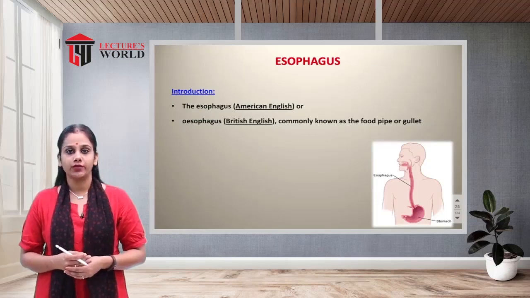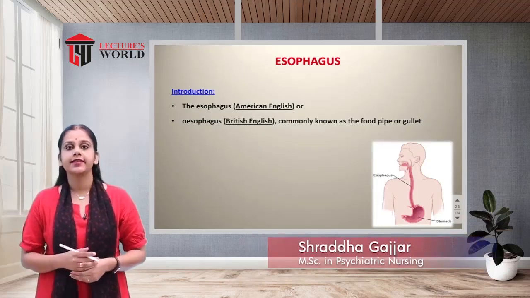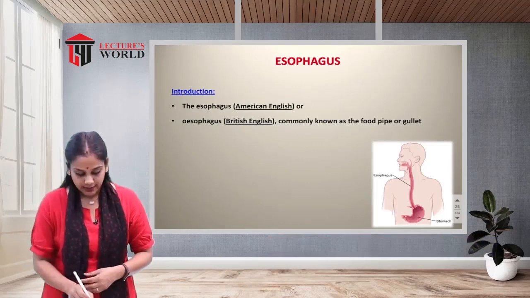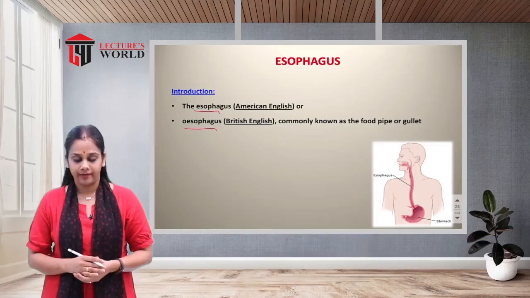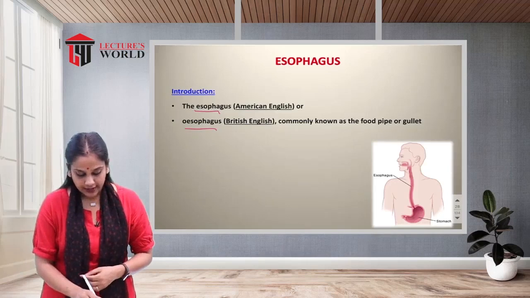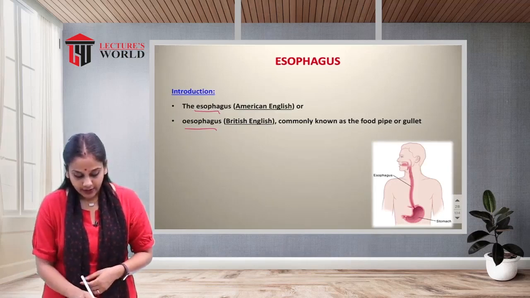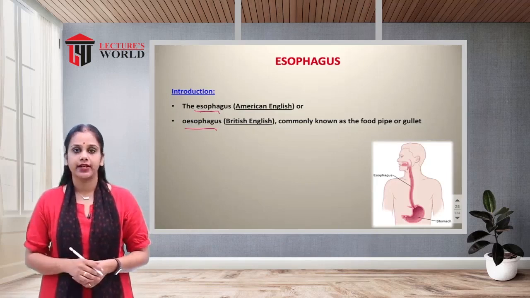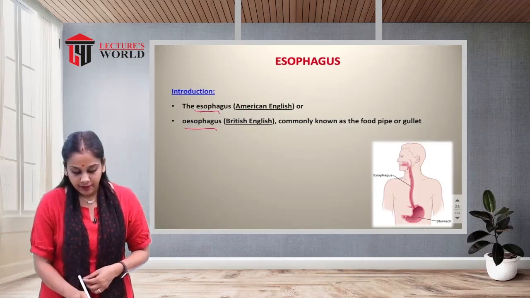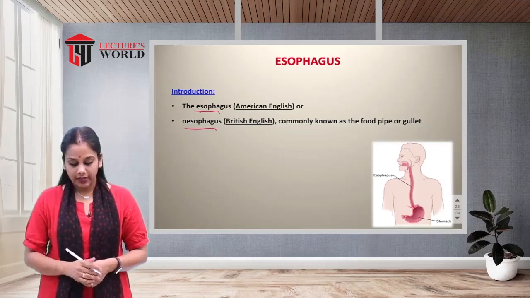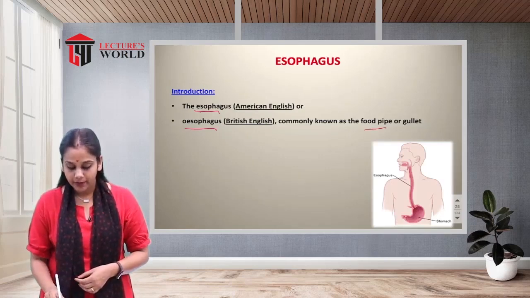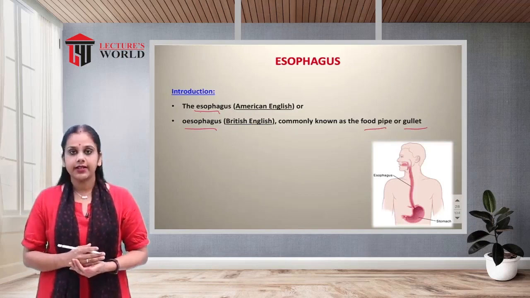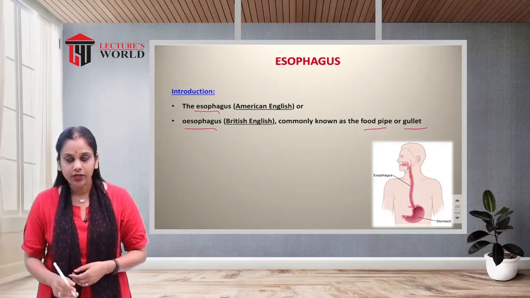Today's topic is the esophagus. First we will see the introduction of the esophagus. You can see both spellings are the same and both are right. One starts with E, that is American English, and one starts with O, that is oesophagus, which is British English. Also we can say it is a food pipe or gullet.